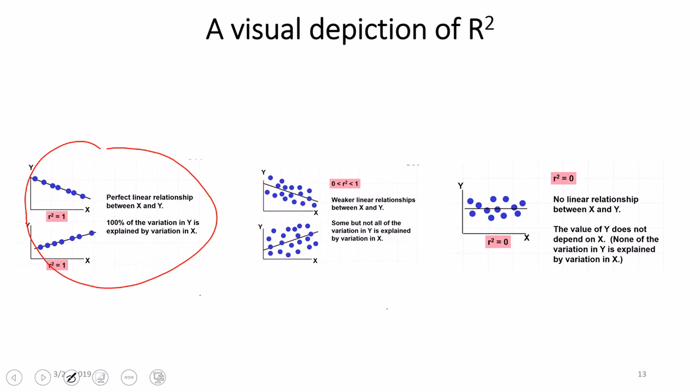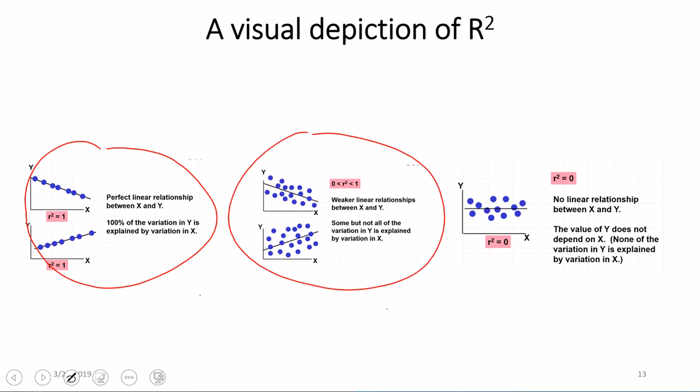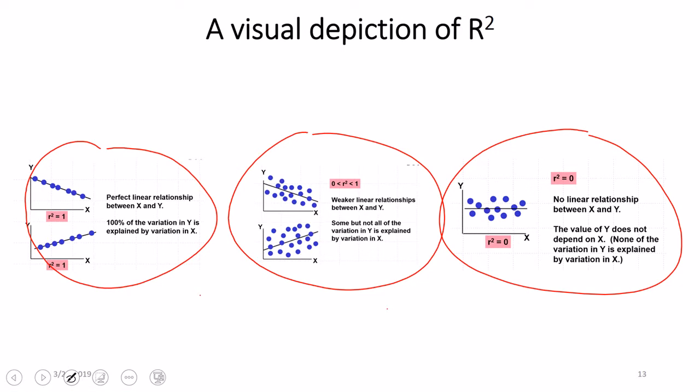The chart in the middle shows a weaker linear relationship between x and y. In this case, some but not all of the variation in y is explained by variation in x. And finally, the chart on the right side shows no linear relationship between x and y. In this case, the value of y does not depend on x.